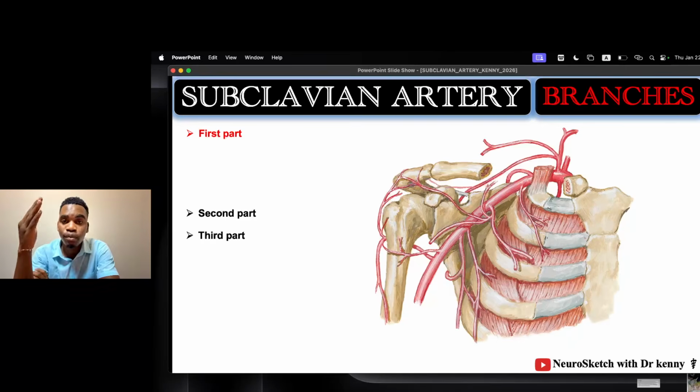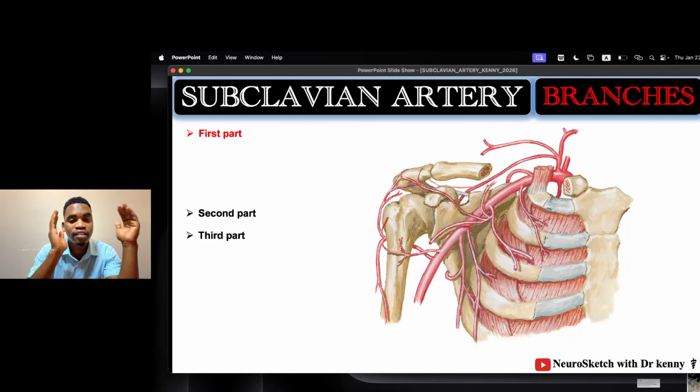That you have the first part, you see the branches from the first part, and then we're going to see the branches from the second and third parts consequently. All right, from the first part of the subclavian artery, which is medial to the medial border of the anterior scalenus, the very first part that you can see is this artery, which is now called the vertebral artery.